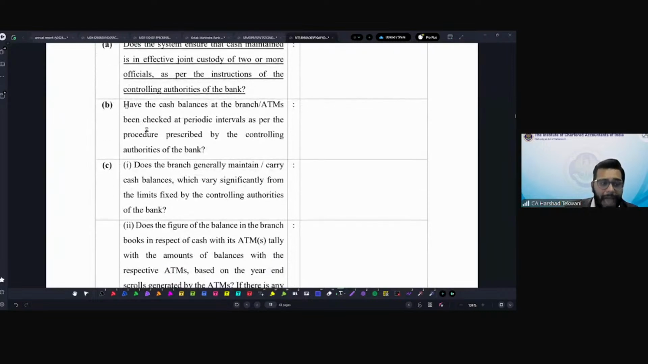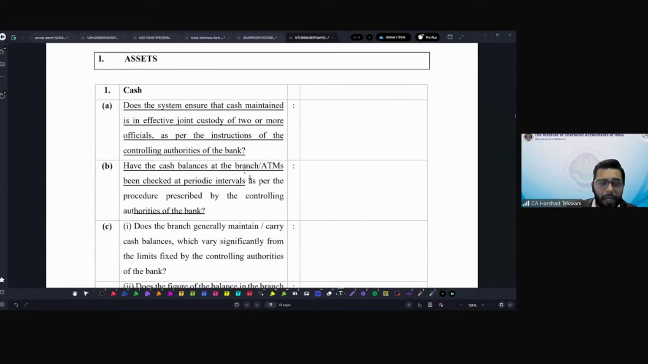Have the cash balances at the branch and ATM been checked at periodic intervals as per the procedure prescribed by the controlling authorities of the bank? So you need to verify this, as an auditor you are required to report on this particular part. But to report on it, you have to perform some procedures. For example, cash balances at branch, whether they have been checked periodically. So it is asking to be checked by some specific person, not by the auditor. So is there any control, like the way management inventory count control is there, whether the cash count procedures are there or not?